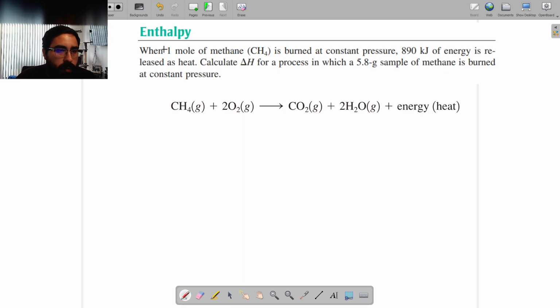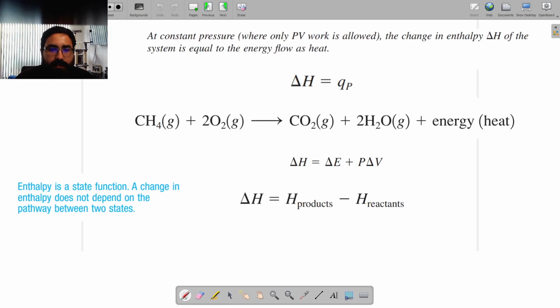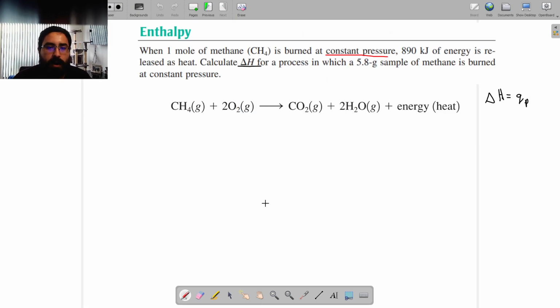When 1 mole of methane is burned at constant pressure, so remember, delta H at constant pressure and only at constant pressure, delta H is equal to the heat flow at constant pressure. Okay. Did I forget a negative? I feel like I'm forgetting a negative. No. All right. So it tells us 890 kilojoules of energy.